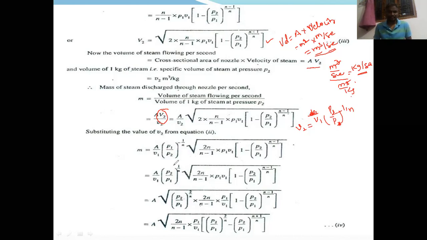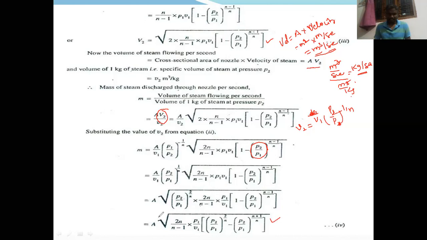So from this formula, we want to make this p1 by p2 as p2 by p1. Why? Because here we are having the ratio of p2 by p1, but here what we are having is p1 by p2. So we have to make this as p2 by p1. In order to make this as p2 by p1, we are eliminating the minus here and rewriting p2 by p1 to the power of 1 by n, and we are taking this inside of the root. When you take it inside of the root, 1 by n will become 2 by n, and after that finally we are getting this formula.